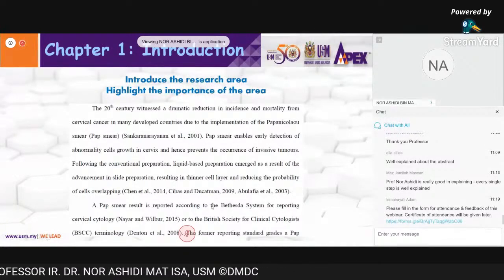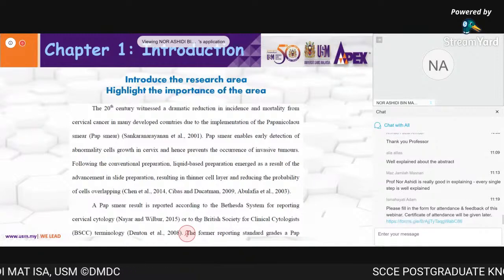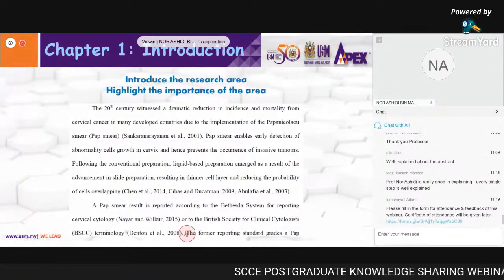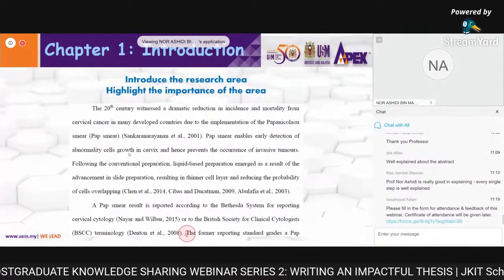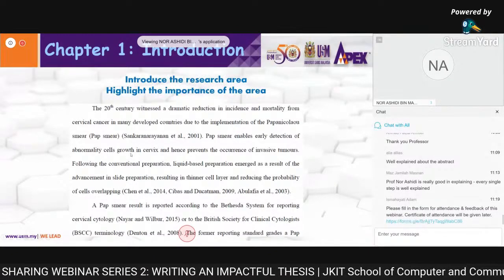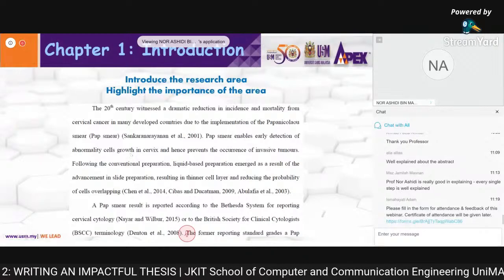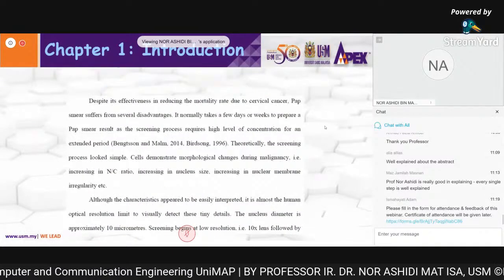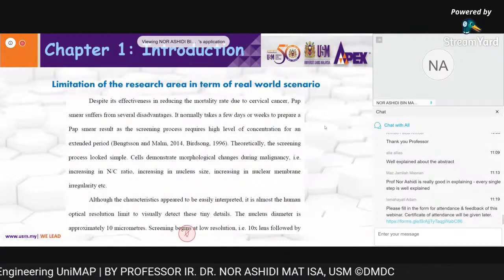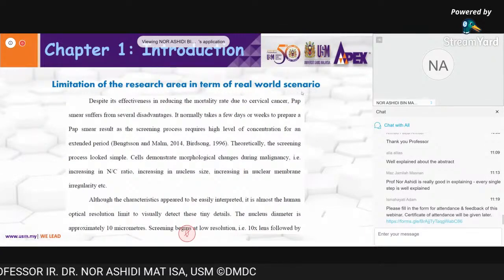Of course, so that's why she also introduced this base system in the introduction part, in the background. Okay, so I hope you're clear. Whatever belongs or is related to the work data, she tried to introduce to the reader. Okay, and then the limitation of the research area in the real world scenario.